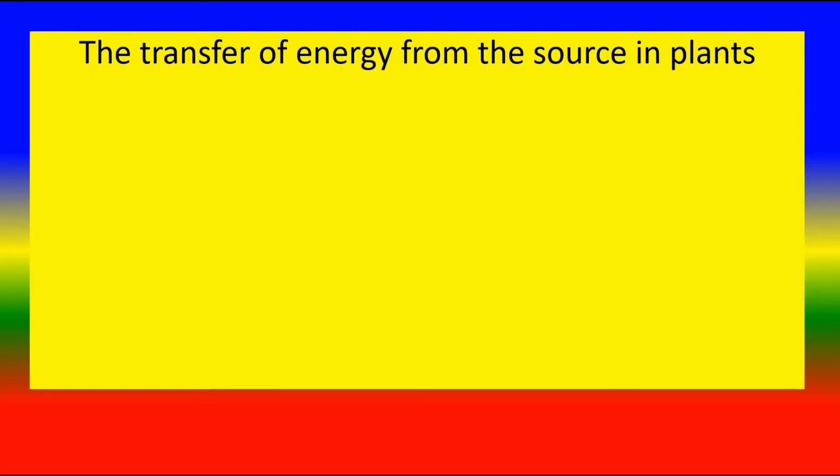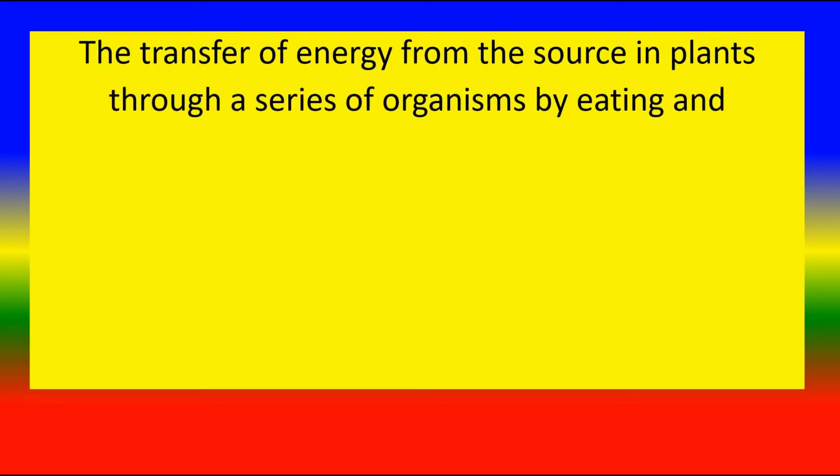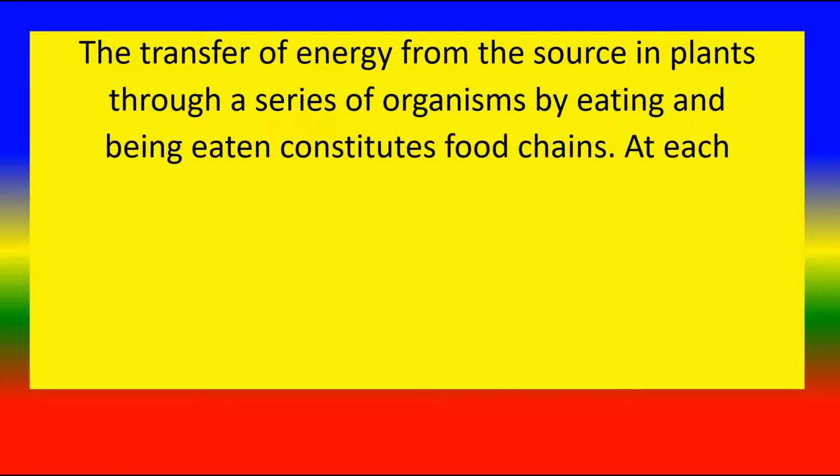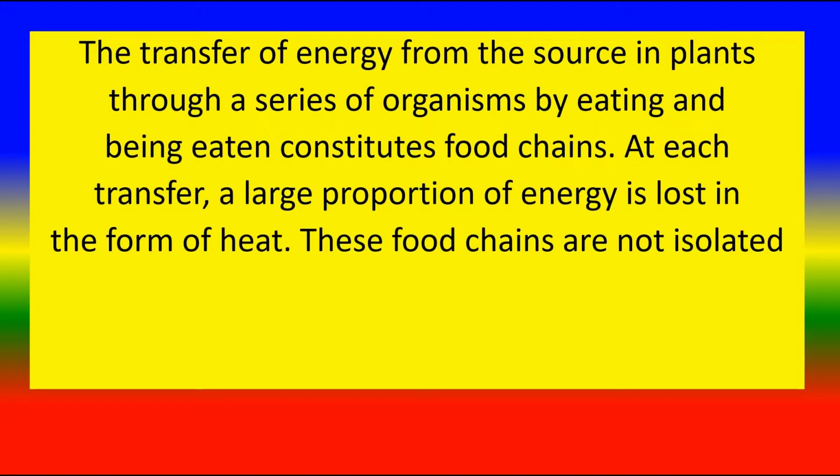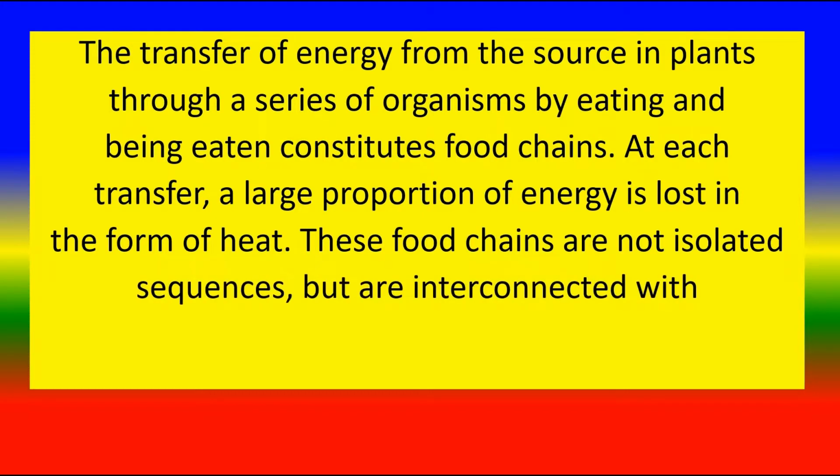The transfer of energy from the source in plants through a series of organisms by eating and being eaten constitutes food chains. At each transfer, a large proportion of energy is lost in the form of heat. These food chains are not isolated sequences but are interconnected with each other.